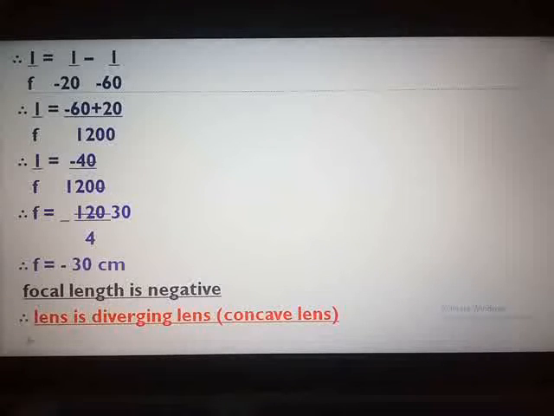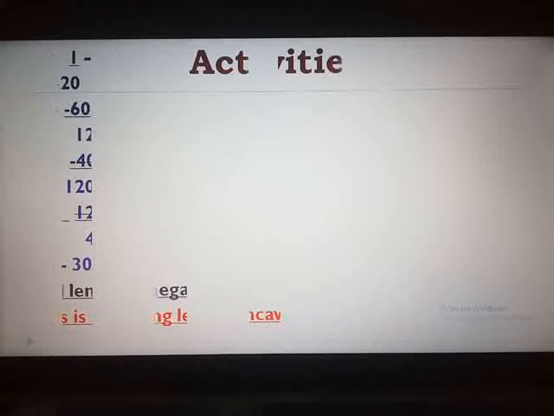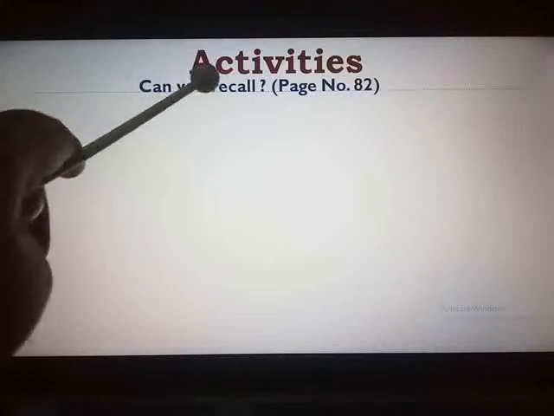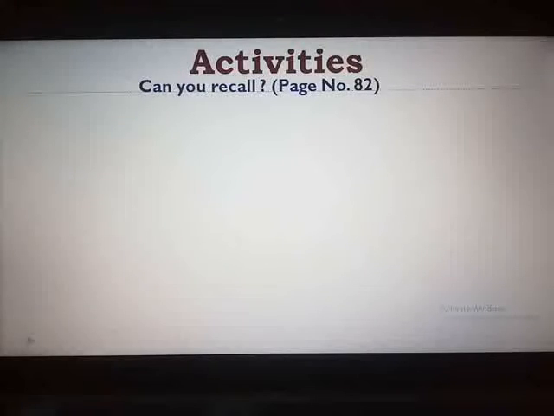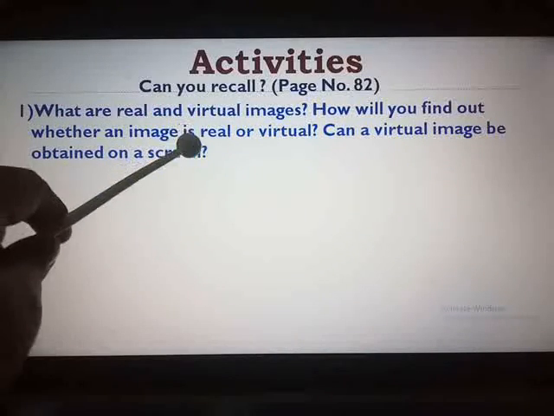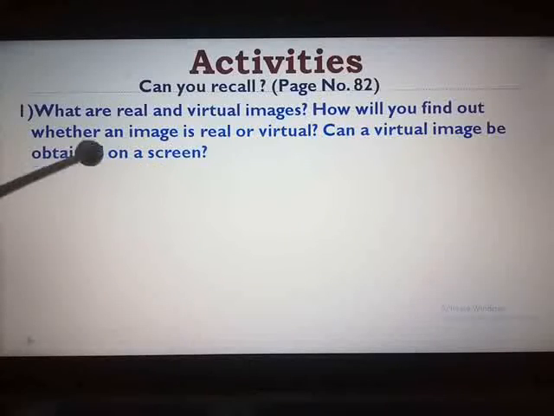Hence, I request all of you to take a textbook in your hands. Page wise, we will discuss the activities. The first activity for discussion is on page number 82. Towards the end of the page you can see a very simple activity. Can you recall what are real and virtual images? How will you find out whether an image is real or virtual? Can a virtual image be obtained on a screen?